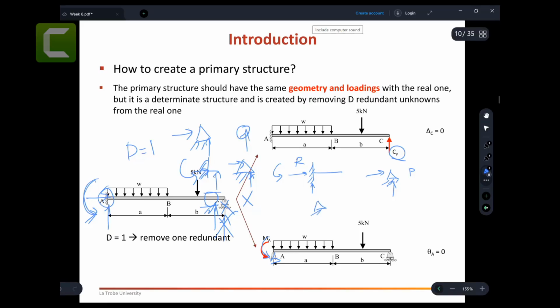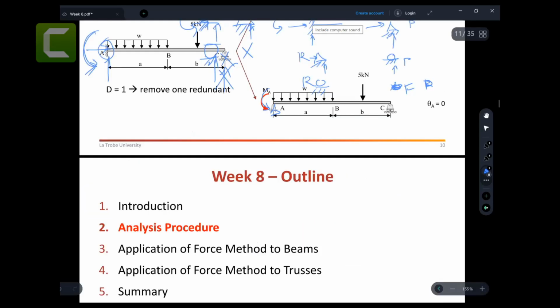If you have a pin support in the real, then you make it a roller, and that is primary. And if you have a roller here in the real structure, you can make it just nothing, free. Let it be free in the primary structure. So I hope you understand how you make the primary structures. How many unknown reaction forces you remove depends on how many degrees of indeterminacy you have.